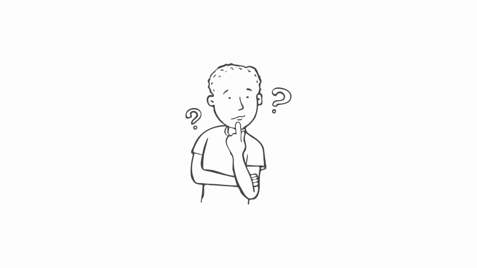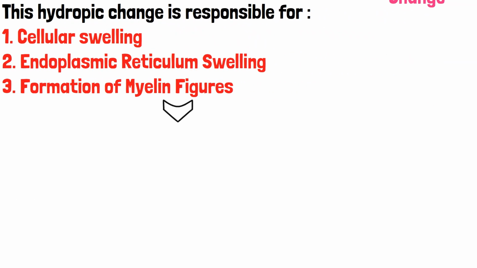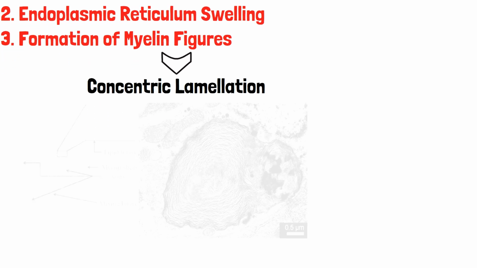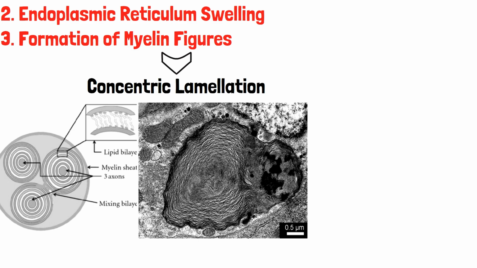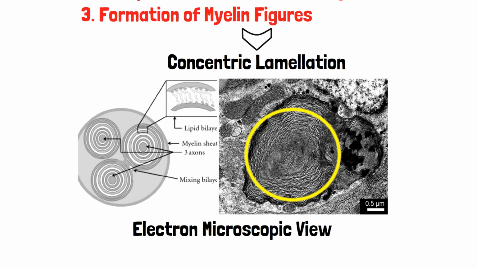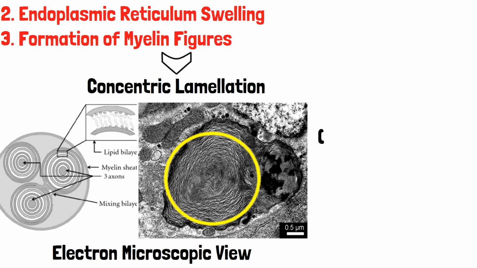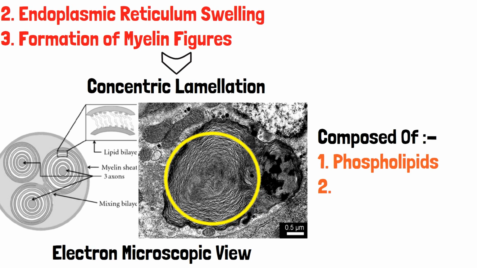You may wonder what myelin figures are. Myelin figures are also known as concentric lamellation. Let's see why they are called concentric lamellation. So this is the electron microscopic view of a myelin figure. And as you can see, it is arranged concentrically. You may also have a doubt about the composition of the myelin figures. The answer is very simple. It is cell membrane, so mainly they are composed of phospholipids and calcium. This covers the first pathological process.